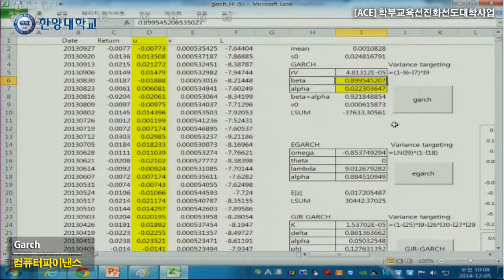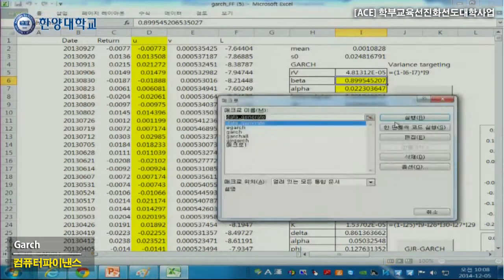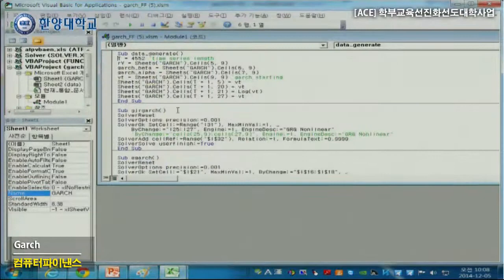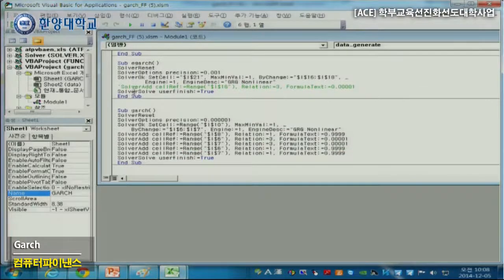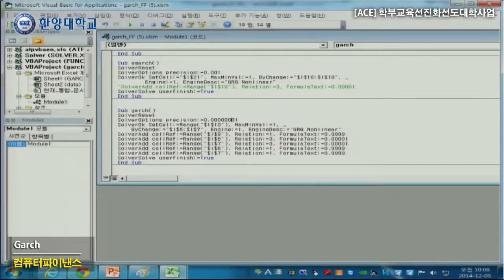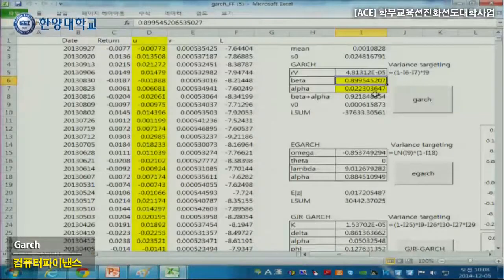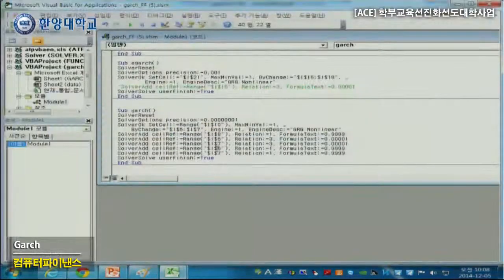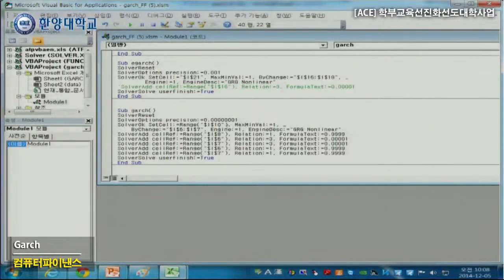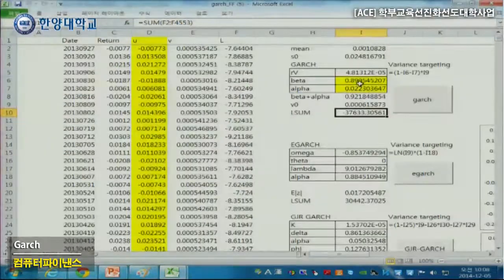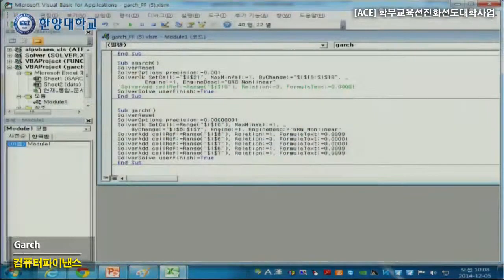So, actually, my VBA code for this GARCH is that the solver is set, and the precision is 0.0001. Let me increase this one. And then my target cell is I10. This is my target. And I want to maximize it, by changing I6 to I7. The engine is the non-linear optimization engine.